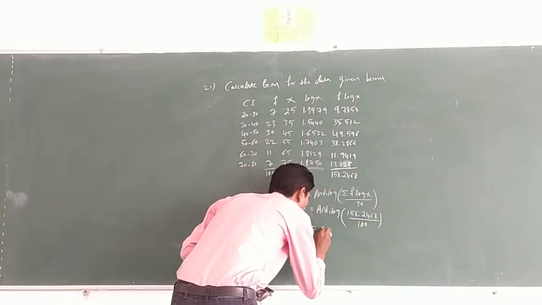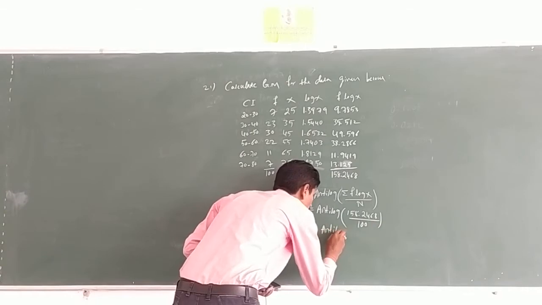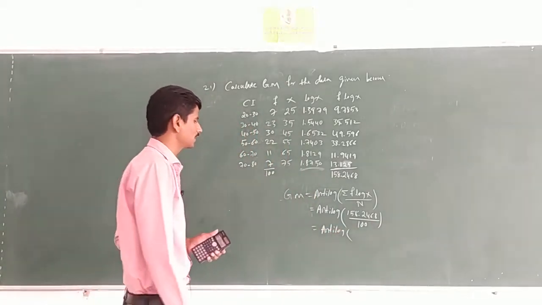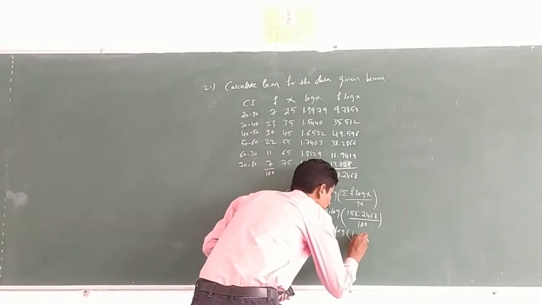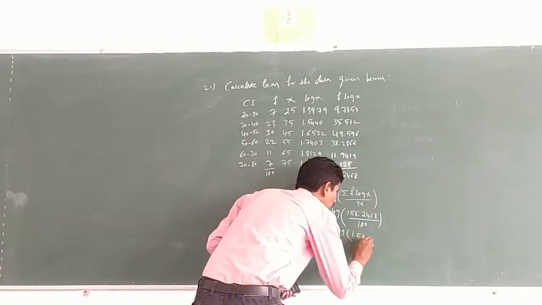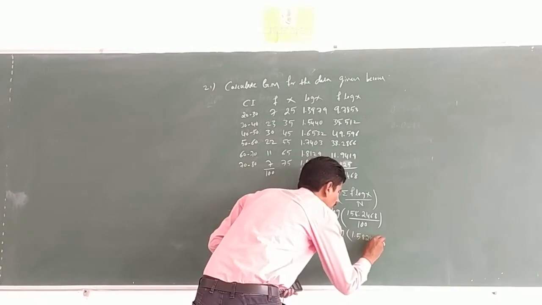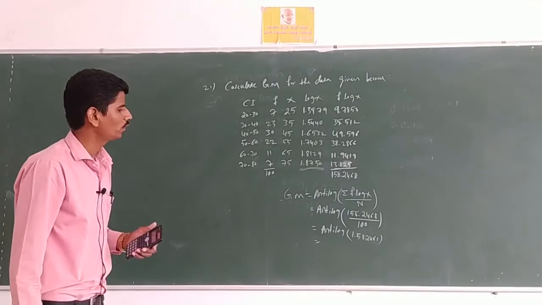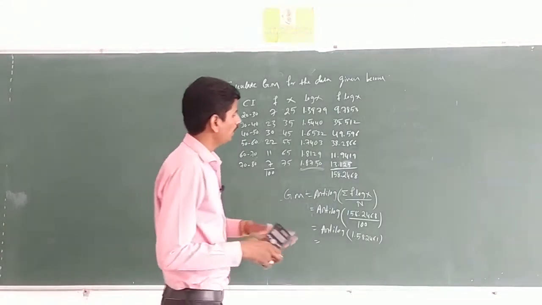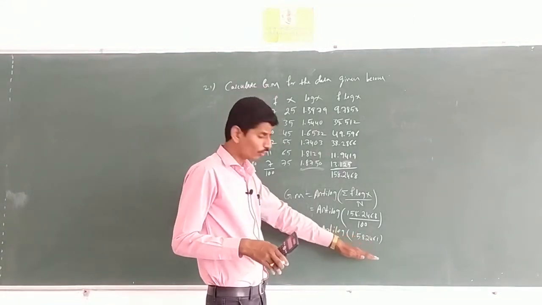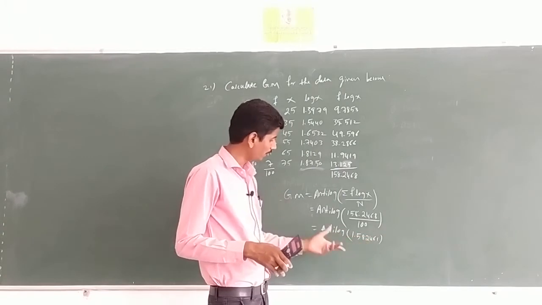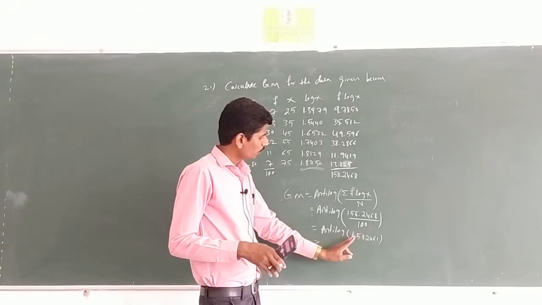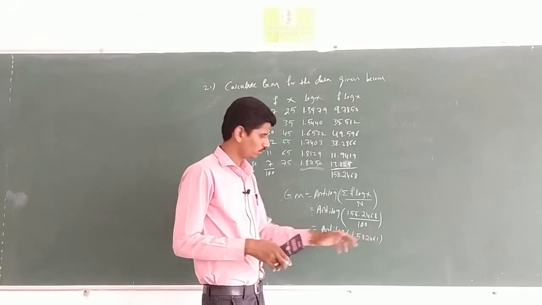Here the antilog of 158.2468 divided by 100 is 1.582468. Find the antilogarithm of 1.582468. We want only 4 digits. While calculating antilog, after the decimal point we want only 4 digits. Okay, 1.5824 is enough.